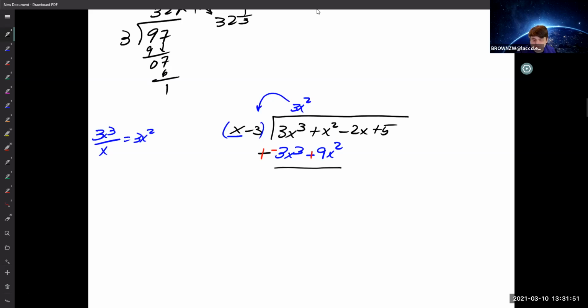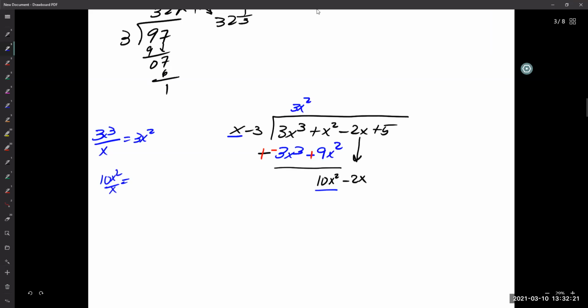So in the first 2 terms, once again, we cancel out and get 0, and then we get x squared plus 9x squared, which leaves me with 10x squared. Bring down our term here, minus 2x, and now we're just continuing this same system. Taking x into 10x squared. Didn't you say it was 3x cubed? Yes, that was a 3x cubed. Okay.